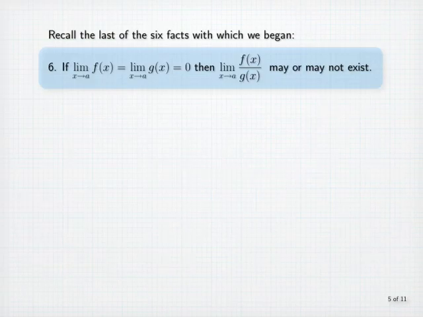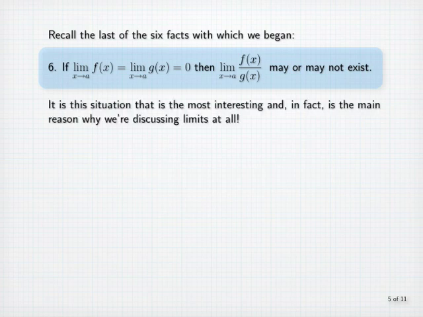Let's recall the last of the 6 facts with which we began. If the limit as x approaches a of f of x and the limit as x approaches a of g of x are both 0, then the limit as x approaches a of f of x divided by g of x may or may not exist. It is this situation that is the most interesting and, in fact, is the main reason why we're discussing limits at all.